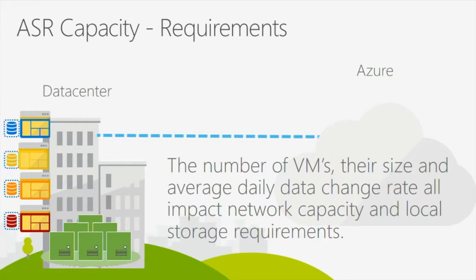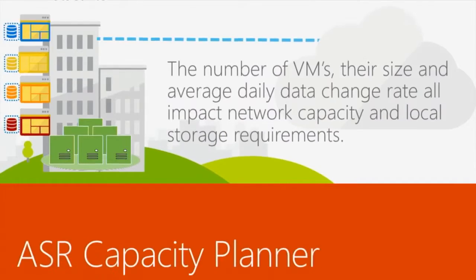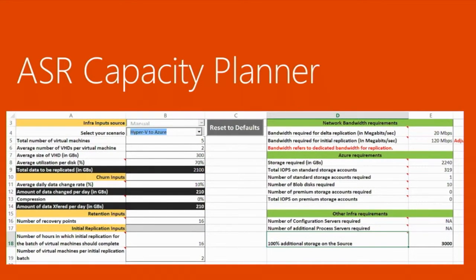We also need to consider capacity and the impact of replication on our host's storage and on the network bandwidth we have to Azure. Now, to help us figure this out, Microsoft have created a capacity planning tool that we can use. We select the scenario, in this case, Hyper-V to Azure. And then there's a bit of information that we need to enter in. Our data churn rate, which I'm going to come back to in a second, and the number of virtual machines we're going to fail over at any time, or we're going to replicate, and how quickly we want that replication to occur as well.